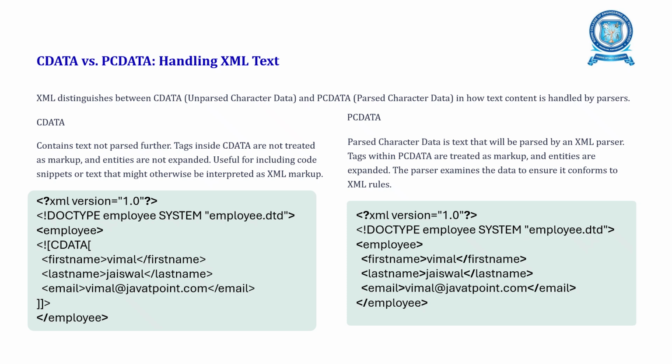PCDATA, parsed character data, is text that will be parsed by an XML parser. Tags within PCDATA are treated as markup and entities are expanded. The parser examines the data to ensure it conforms to XML rules.